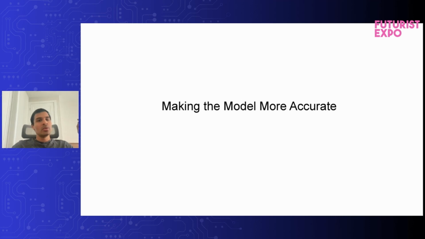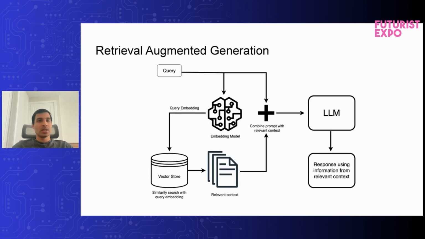So to make the model more accurate, we can use retrieval augmented generation, which is nothing but, for a given query, you can also give additional information to the model before it generates the answer. So you give the query, also you can search the query and then get relevant documents and add that to the query and give it to the model.